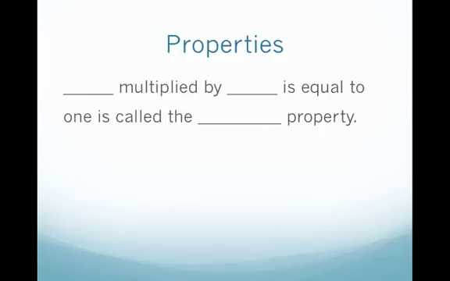Blank multiplied by blank is equal to 1 is called the blank property. So you're going to put in two numbers that will multiply to get 1 in the first two blanks, and then you're going to tell me what property that is in the third blank.